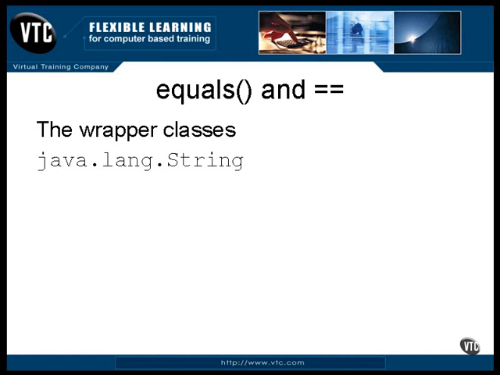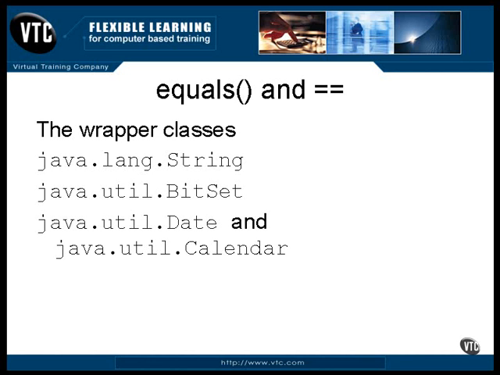The equals method of the string class returns true only if the other string object contains the same sequence of characters as this one. The equals method of the bitset class returns true only if both bitset objects contain the same sequence of bits. The equals method of the date and calendar classes only return true if the other object is of the same type and contains the same date and time. The equals method of a file object will return true only if the other file object contains the same complete path definition of the same file.